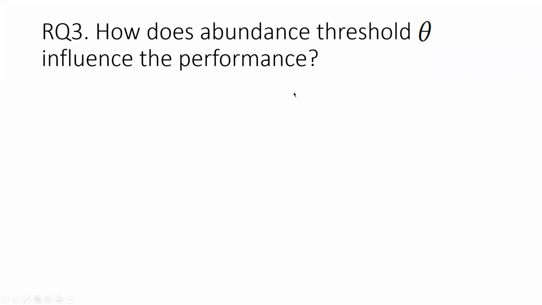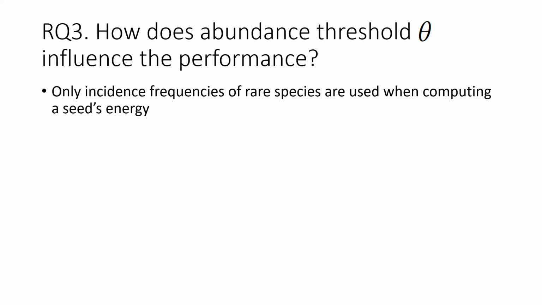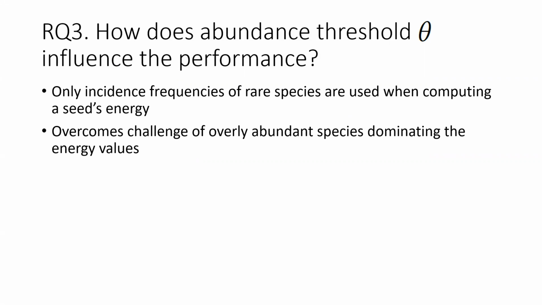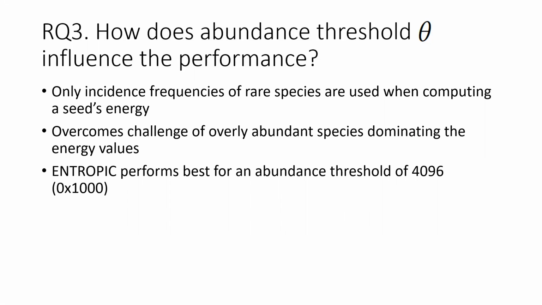So how does the abundance threshold influence the performance? Basically, to repeat the idea, only incidence frequencies of rare species are used when computing a seed's energy. This overcomes the challenge of overly abundant species dominating the energy values. And they found that Entropic performs the best for an abundance threshold of 4096, or 1000 in hexadecimal.